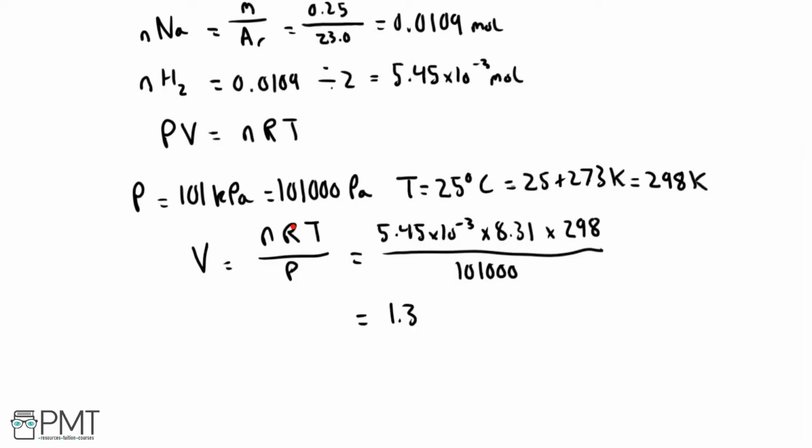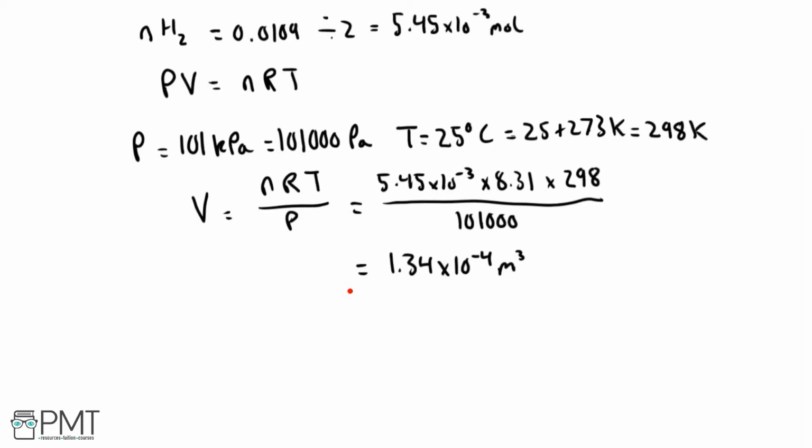Now that we've got that, we can put that into a calculator, which will get us a value of 1.34 times 10 to the minus 4 meters cubed. So this equation will always give us a value for volume in terms of meters cubed. So we need to then convert that to get our centimeters cubed, as the question asked for. So the way we're going to do that is by multiplying by 100 to the power of 3. Because converting from meters to centimeters, we multiply by 100. But because this is meters cubed, we need to raise that 100 to the power of 3.